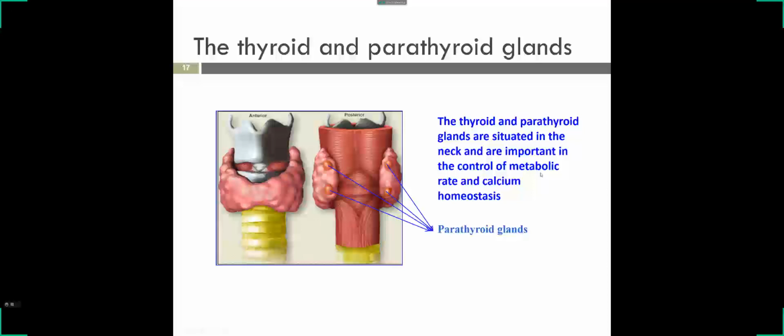The thyroid and parathyroid glands sit down below. These are the parathyroids just sitting on top here of the thyroid, these four small circles. They're situated in the neck and an important control of the metabolic rate and calcium homeostasis.